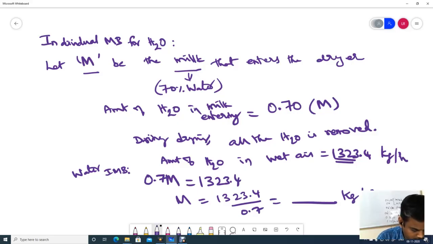1323.4 divided by 0.7 is equal to, so what we get is 1890.5 kg per hour. You can round off the value whatever you get. Okay, so this is the amount of milk that is entering the dryer.